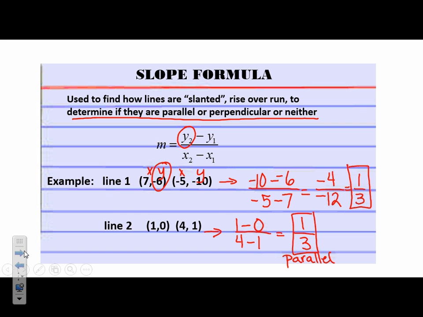Okay, so we've reviewed 3 big formulas that we're going to need as we move forward here with our 4-sided shapes, and we get into a little coordinate geometry.